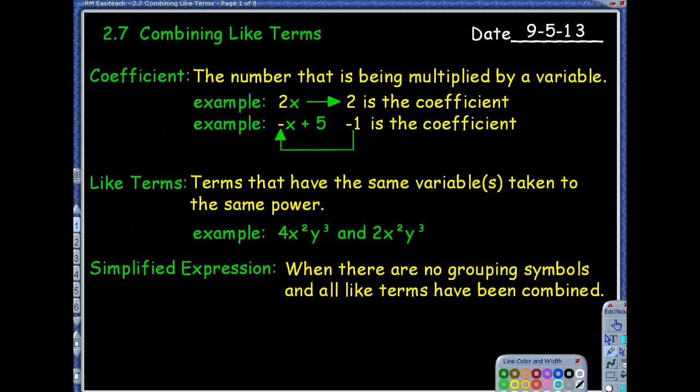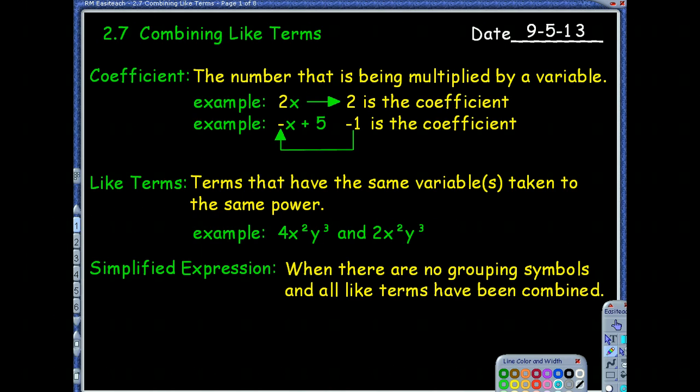Good morning. Today we are in section 2.7, which is combining like terms. This is a concept that you did learn in middle school, but it has been a while since we've done it, so we want to refresh your memories before we get started using this skill throughout equations and throughout this whole year, really. A coefficient.